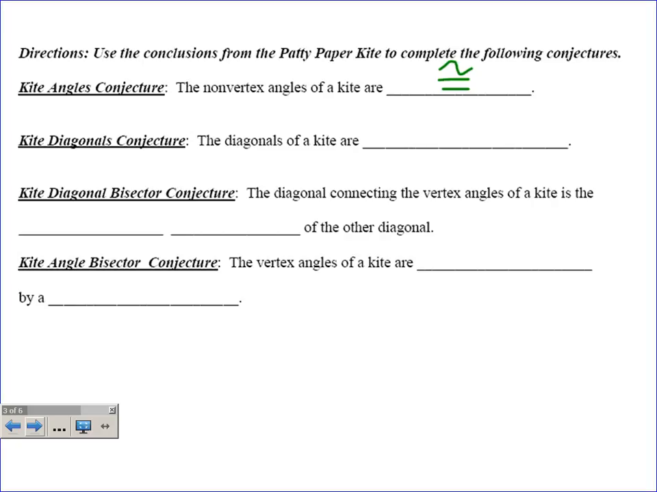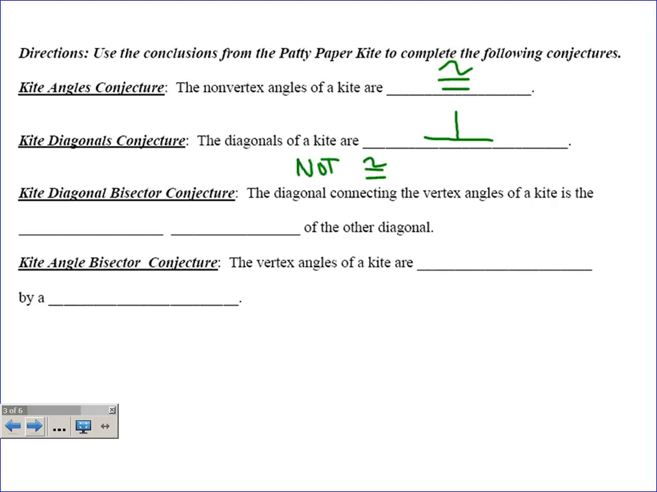Kite diagonals conjecture: diagonals of a kite are... What we're going to do is, I could say two different things here. One I could say is, well, they're not congruent. I don't know how useful that would be, because they're not congruent, they're never going to be the same length. But I think the more important thing to say is, hey, they're perpendicular. That means they form a 90-degree angle.